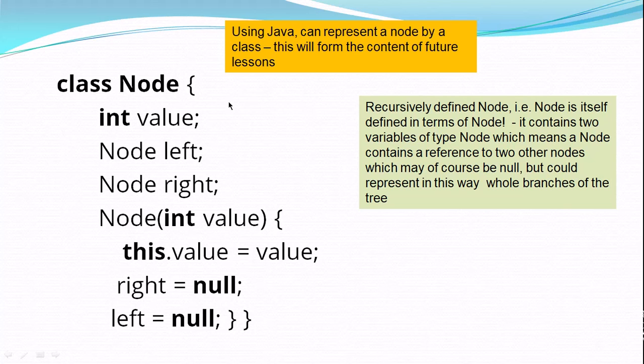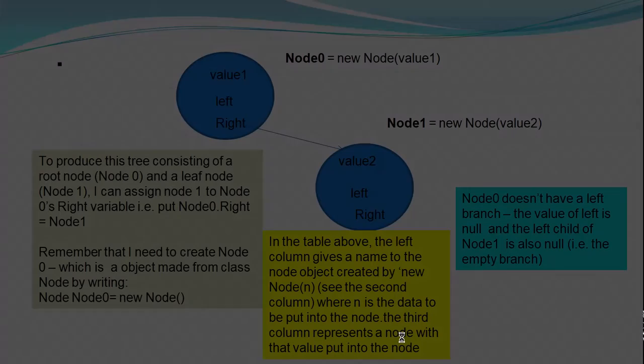So the other thing I want you to know is that the class that I've just defined, the class node, is actually being defined in terms of itself, because node contains two variables of type node. But that's perfectly okay. There's no problem. Just go along with this for the time being. So it's a recursive definition. The class node is itself defined in terms of node. Okay, so just bear that in mind, but don't be too worried about that.